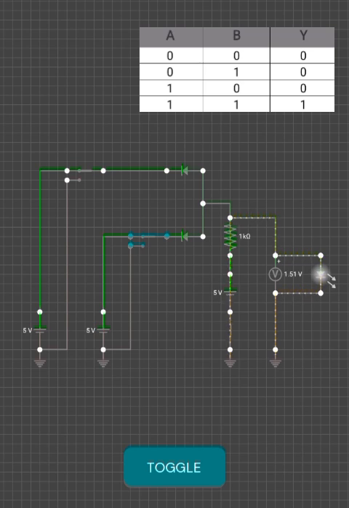So this proves that the functionality of this circuit depicts that of an AND gate. So this is a diode based AND gate circuit.